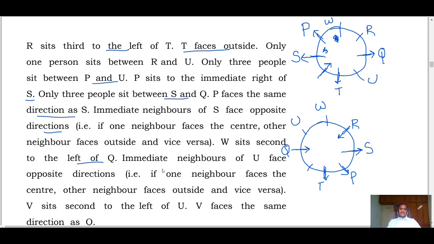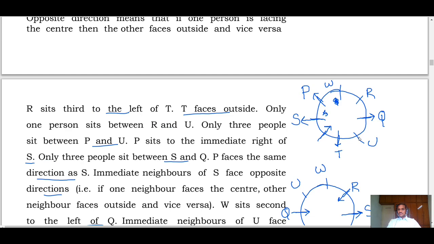W sits second to the left of Q. Immediate neighbors of U face opposite directions, which means these two persons must be opposite. But as in the first case, Q and T are immediate neighbors of U and they are facing the same direction, whereas in general they must be opposite. Hence the first case is ruled out.